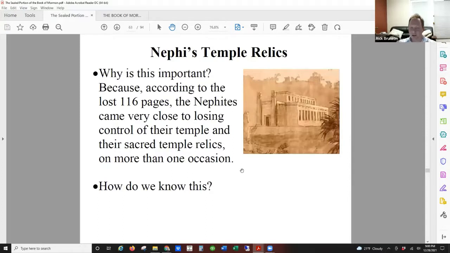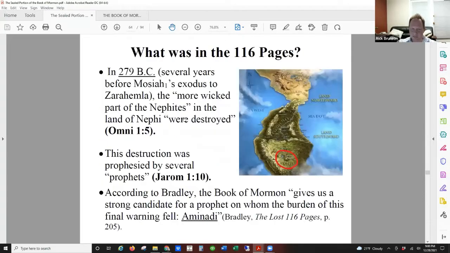So why is this important? Because according to the last 116 pages, the Nephites came very close to losing control of their temple and their sacred temple relics on more than one occasion. So how do we know this? Okay, so the Book of Mormon, remember I told you, has some references to what was in the last 116 pages. Two of them come in Omni and Jarom. Omni mentions that in 279 BC, several years before Mosiah left for Zarahemla, the more wicked part of the Nephites in the land of Nephi were destroyed. And Jarom said that there were several prophets that warned the Nephites of this destruction. And we just don't know much about them.